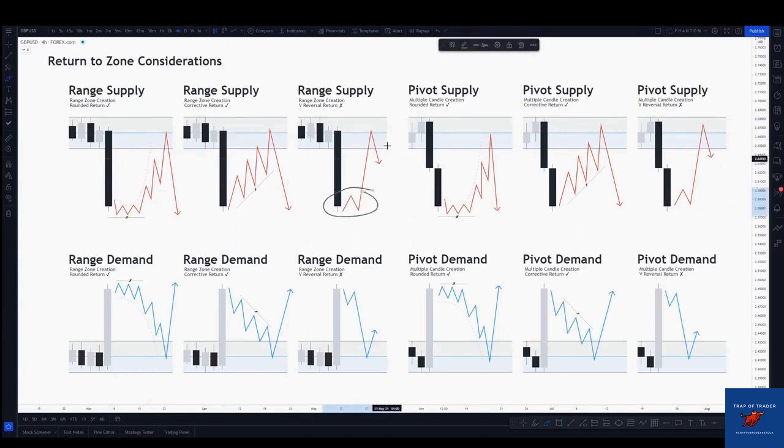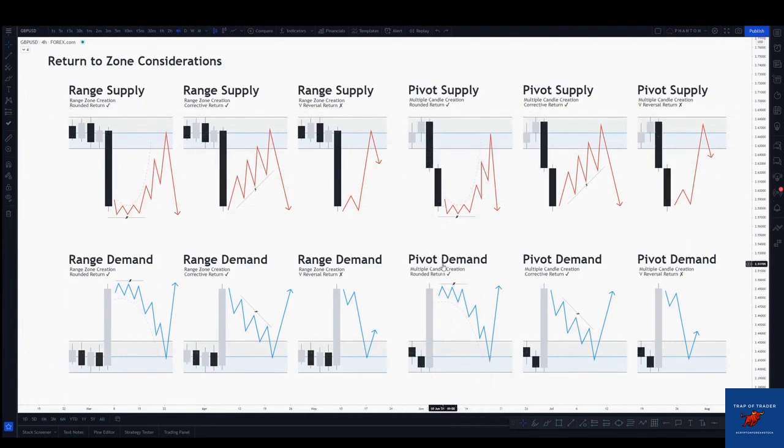This is showing that supply and demand are very much balanced at this point, and it's better to wait for some sort of other criteria to look for a trade if you're looking at it in that respect. And the same can be said for pivot supply and pivot demand, where we have our zones created via a pivot, and we're looking for, again, that rounded return back into that supply zone or that rounded return back into the demand zone.